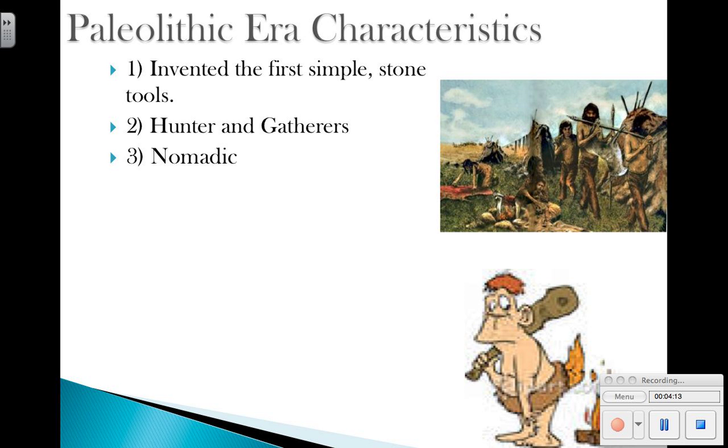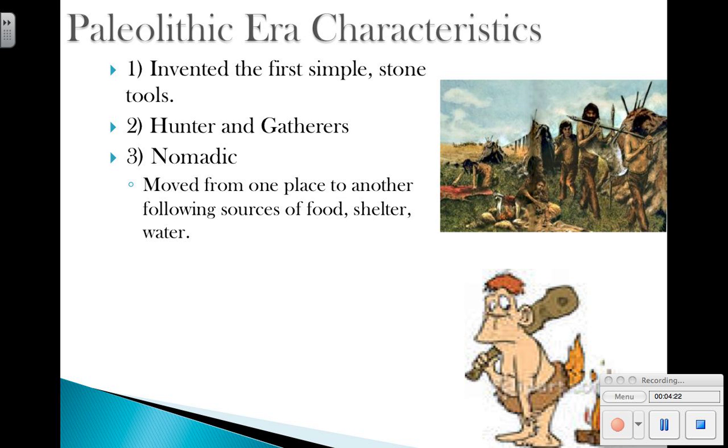Maybe the most important characteristic to remember is that early man was nomadic. What's nomadic mean? Hopefully you said something along the lines of moving from one place to another, following the sources of food, shelter, and water. You can see that in the upper picture there. Nomadic is one of the key characteristics of the Paleolithic Era, and one of the things that also makes it very different from the Neolithic Era.